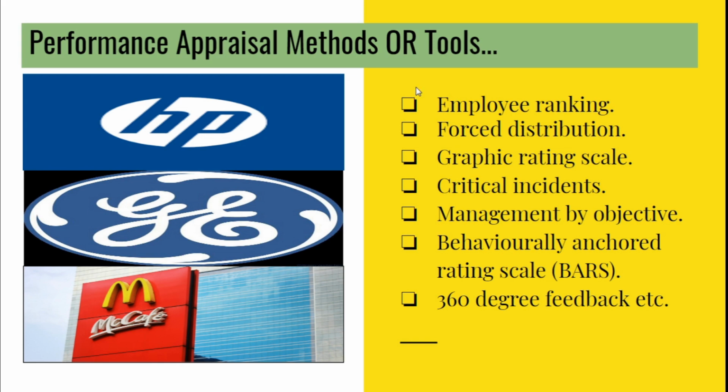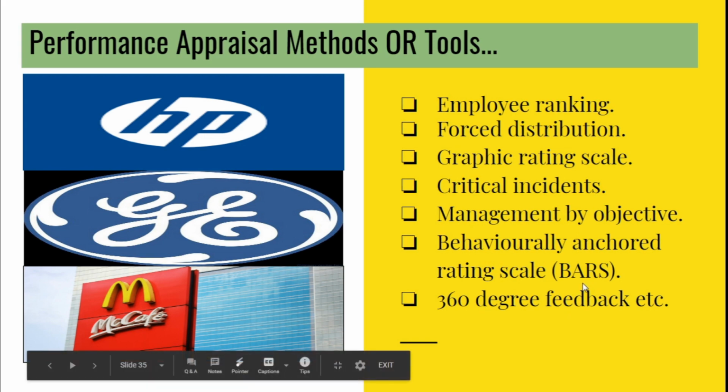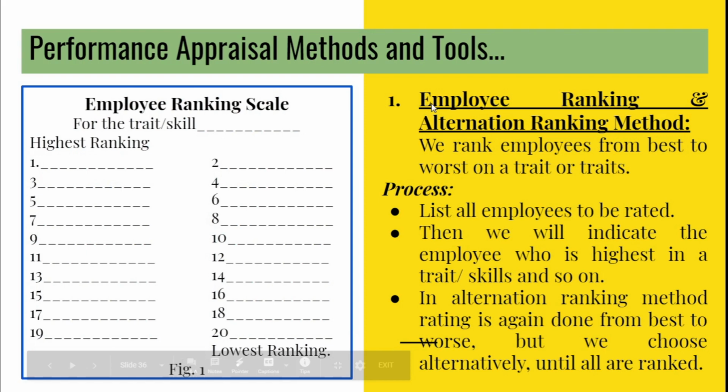Some of the methods or tools are employee ranking, forced distribution, graphic rating scales, critical incidents, management by objective, behaviorally anchored rating scale, also abbreviated as BARS, and 360-degree feedback, etc. Do you know which method HP uses for the appraisal, or GE or McDonald's? Let's try to answer. The first one is employee ranking and alternation ranking method.